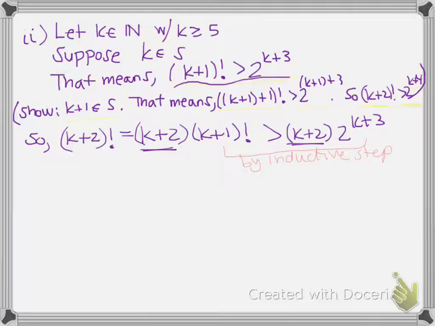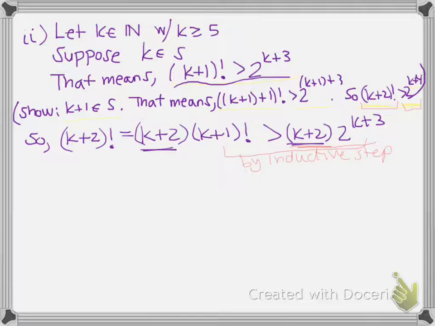Okay, so our goal, always keep your goal in mind. Our goal is to have k plus 2 factorial greater than 2 to the k plus 4. So we have k plus 2 factorial. We have the greater than sign, right? So we're doing good. We have k plus 2 factorial equals this, but that's greater than that. So we have k plus 2 is greater than, but now we have to find a way to bring in 2 to the k plus 4. So we have k plus 2 times 2 to the k plus 3.